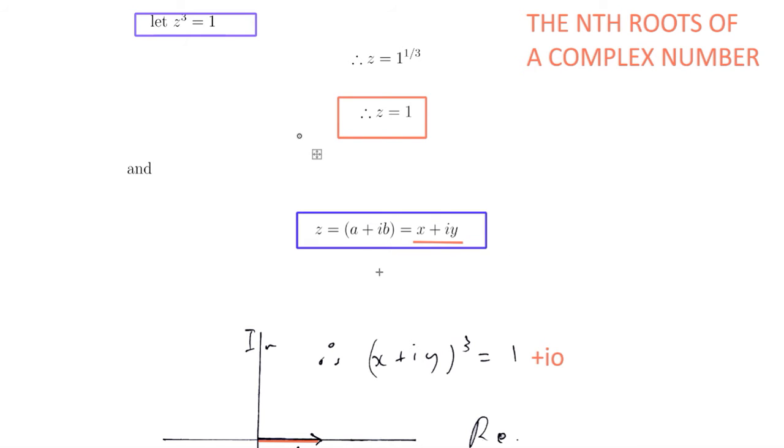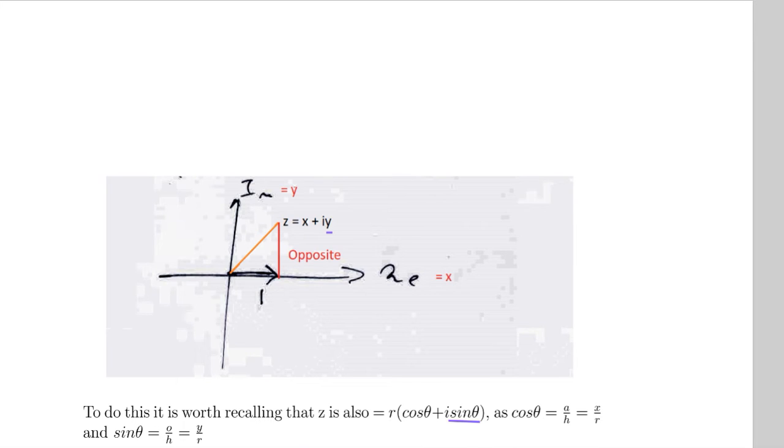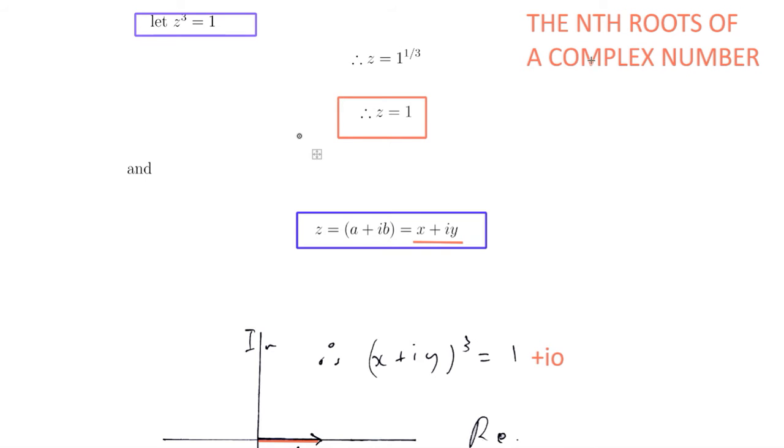The y does not exist. There is no imaginary value. It is the equivalent of 1 plus 0i. This x plus iy system, however, holds us back in our conversation on what it means to find the nth roots of a complex number.